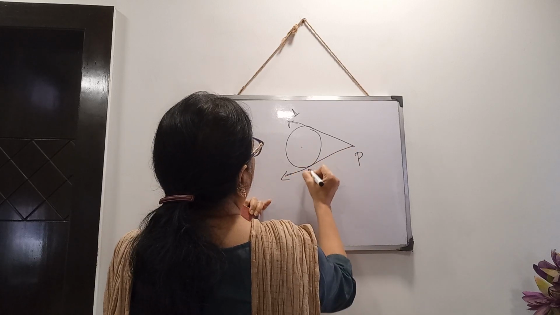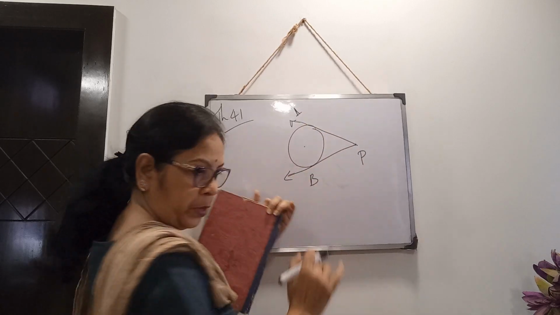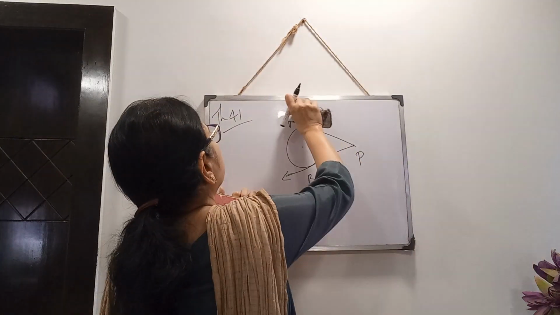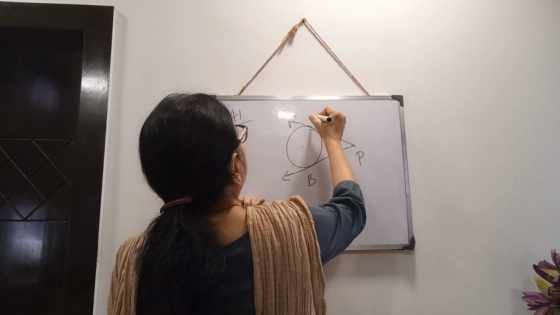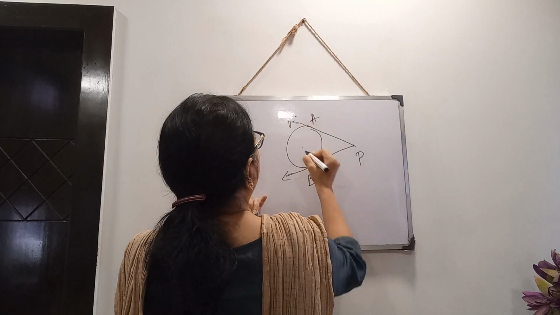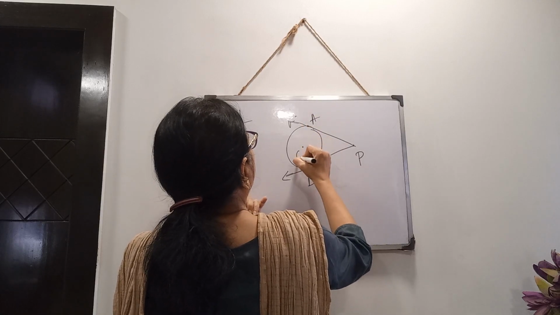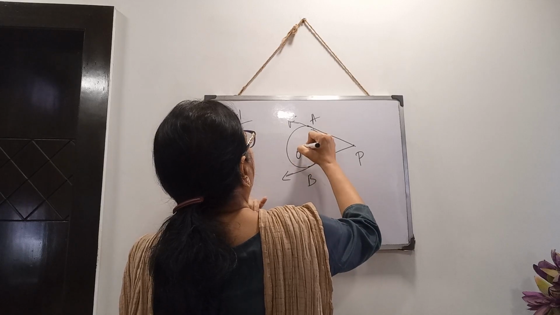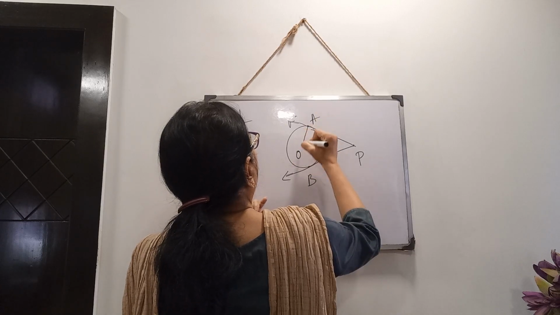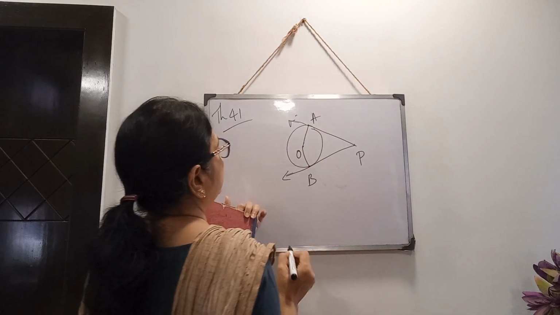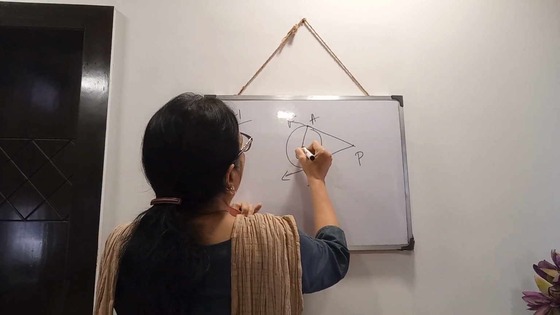Point of contact, here A, here B. O is the center. Now from here I am drawing radius OA and OB, and then I am joining OP.